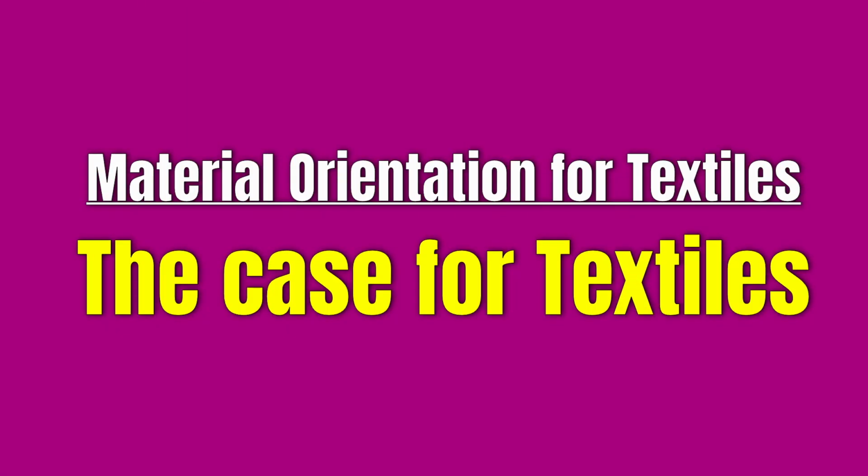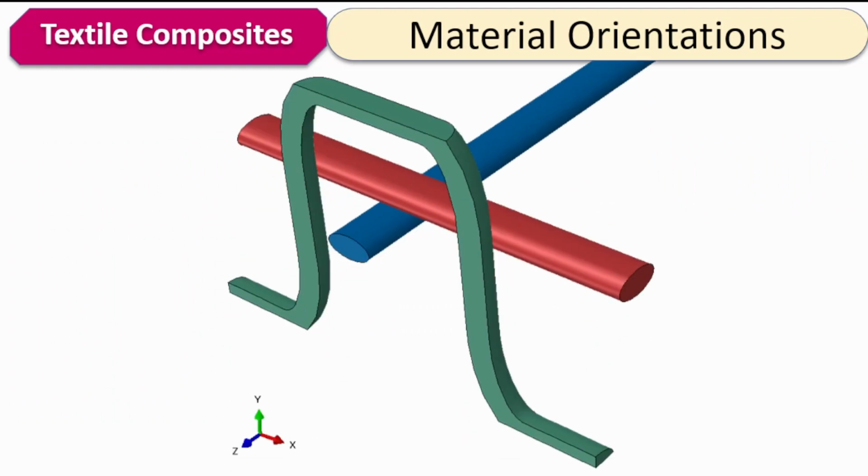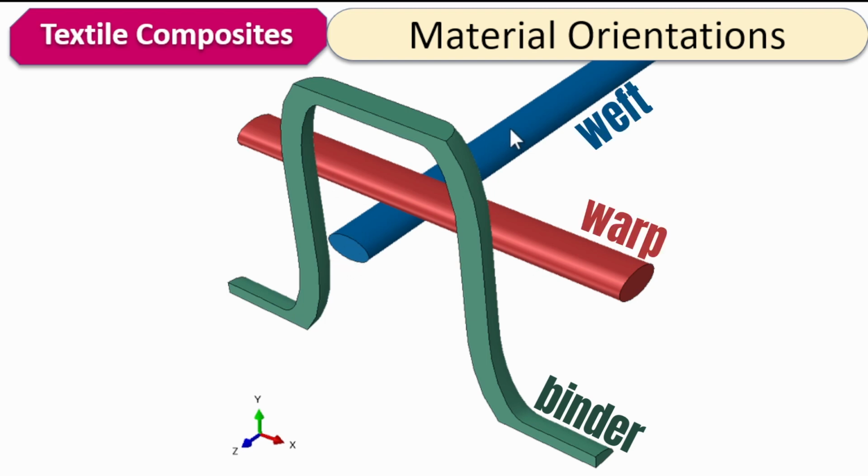So let's think more specifically about what would happen with textile composites. This represents 3 types of yarns that make up textile composites. Here we see the binder, and this material is a 3D orthogonal composite, and then the warp and the weft yarns. Each of these would have to have their individual material orientations if we are going to model this correctly.